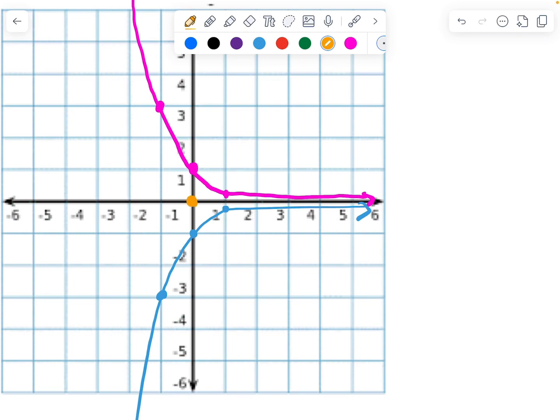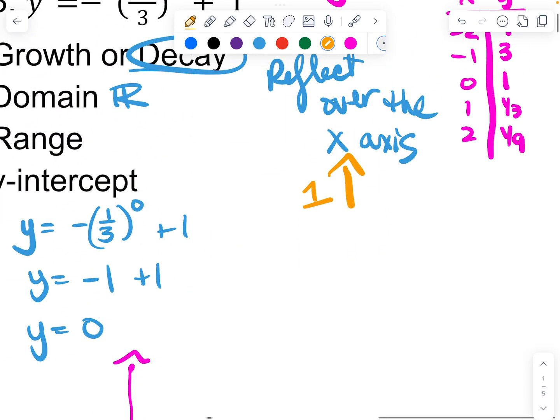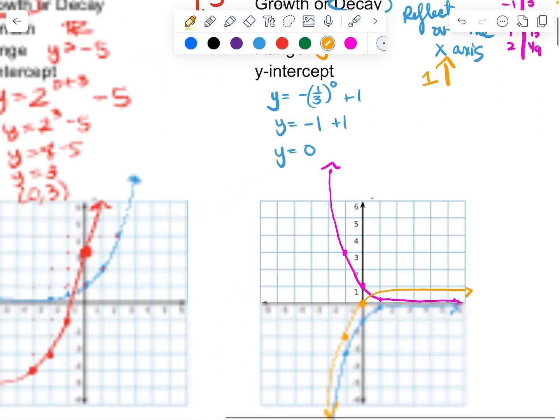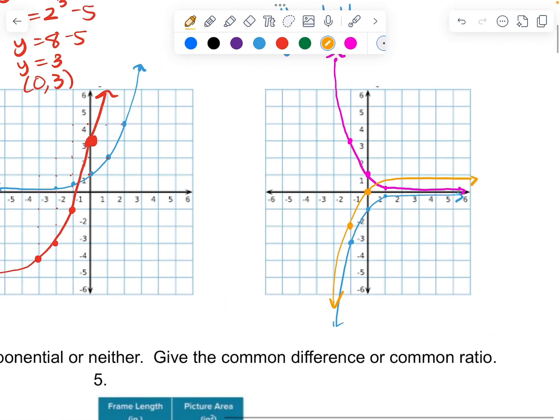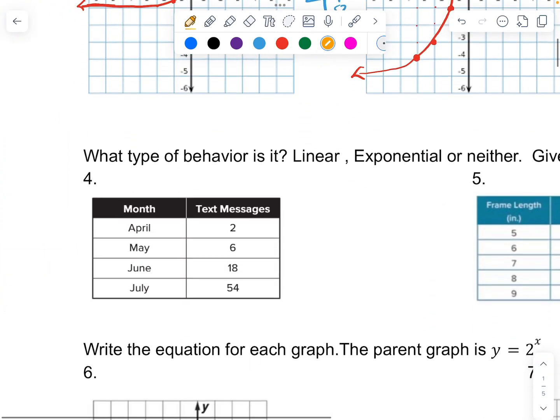So I'm going to do this here. I'm going to do this here. And everything is getting closer. Okay, like so. So this is going to be y is less than 1. Okay, so this one over here.